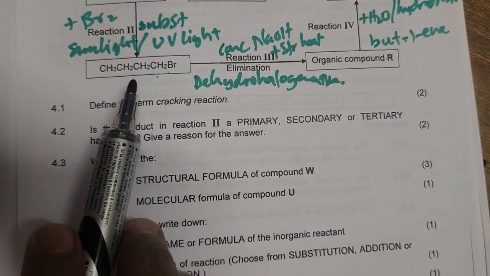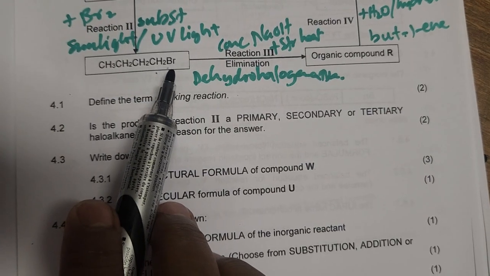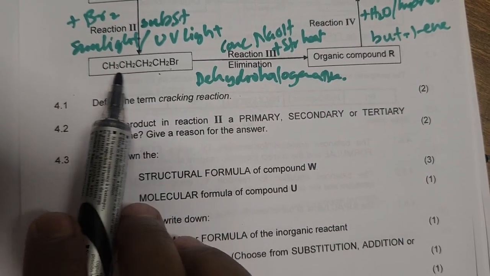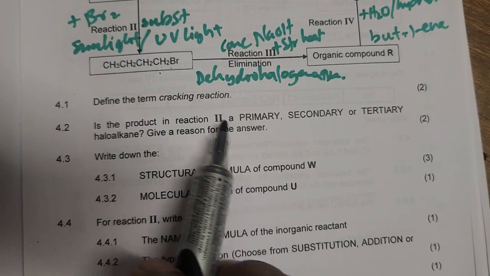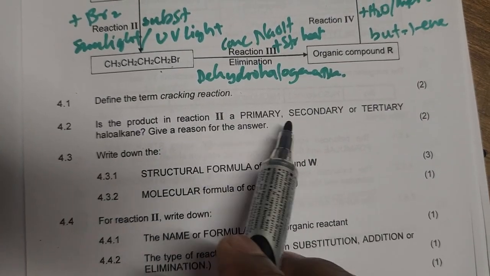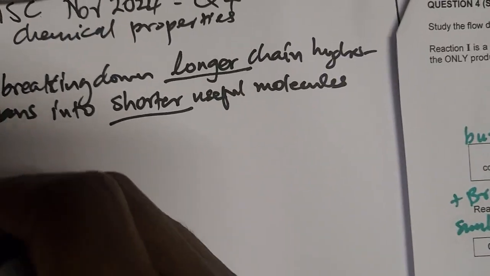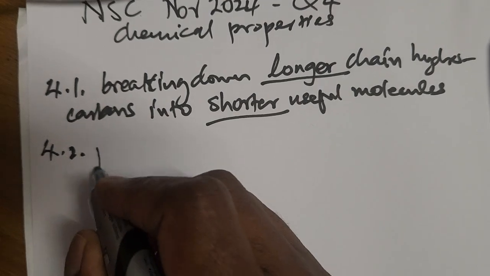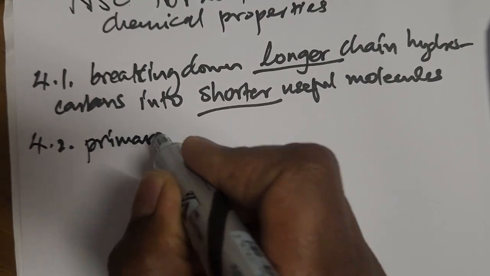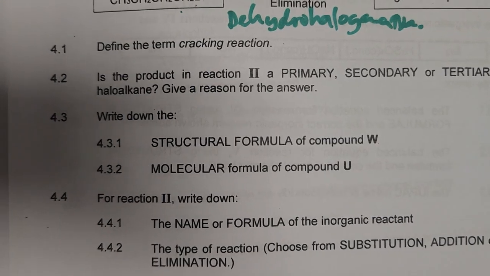This is reaction 2. Remember, this one we say it's 1-bromobutane. Therefore, the bromine is on carbon number 1. Therefore, it becomes a primary. So your answer will be primary. It's a primary haloalkane. Fine.